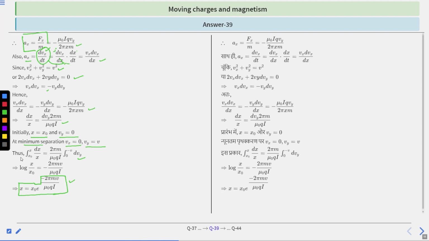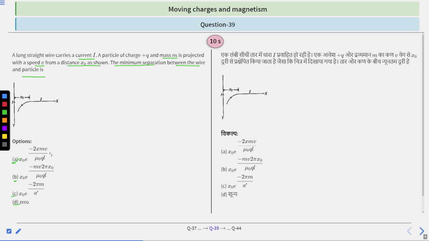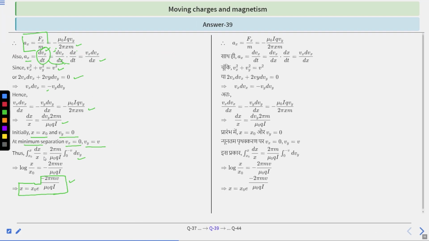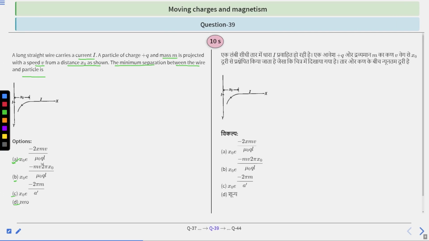The option is this one: minus 2 pi m V divided by mu naught q I. Clear? This is I, this is q, and mu naught q I. This is the term mu naught q I here. Clear? 2 pi m V. So this is the correct option.